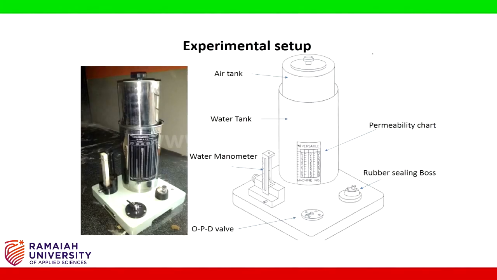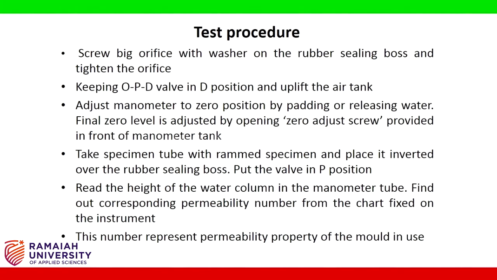Test procedure. Screw big orifice with washer on the rubber sealing boss and tighten the orifice. Keeping OPD valve in D position and uplift the air tank. Adjust manometer to 0 position by adding or releasing water. Final 0 level is adjusted by opening 0 edges screw provided in front of manometer tank.